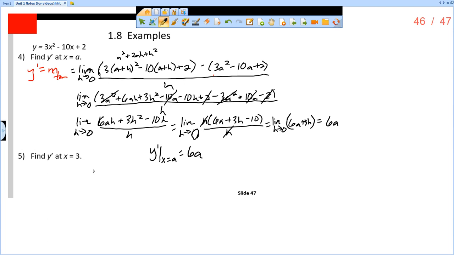Now the next question says, what is y prime at x equals 3? Y prime evaluated at x equals 3, very simple: you just put 3 in for a. So 6 times 3 gives you 18. Remember, what does 18 mean? It means the slope of the tangent line to this graph of y at x equals 3. That's what 18 is. So that's slide 47.